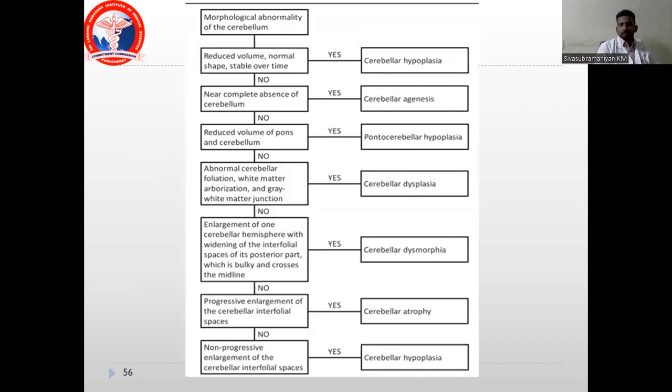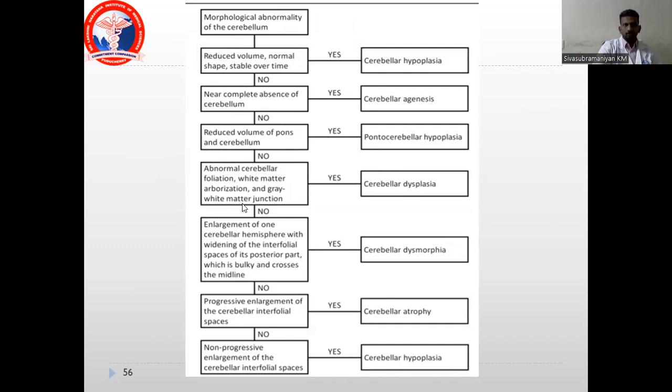So a logical approach to a cerebellar abnormality would be, is there a morphological abnormality of the cerebellum? Then the question of studying it further arises. Is the volume reduced or is it normal? So if the volume is reduced, then it is cerebellar hypoplasia. If the volume is normal, is it near complete absence of the cerebellum? If so, it is cerebellar agenesis. If not, is there reduced volume of the pons and cerebellum? If yes, then it is pontocerebellar hypoplasia.